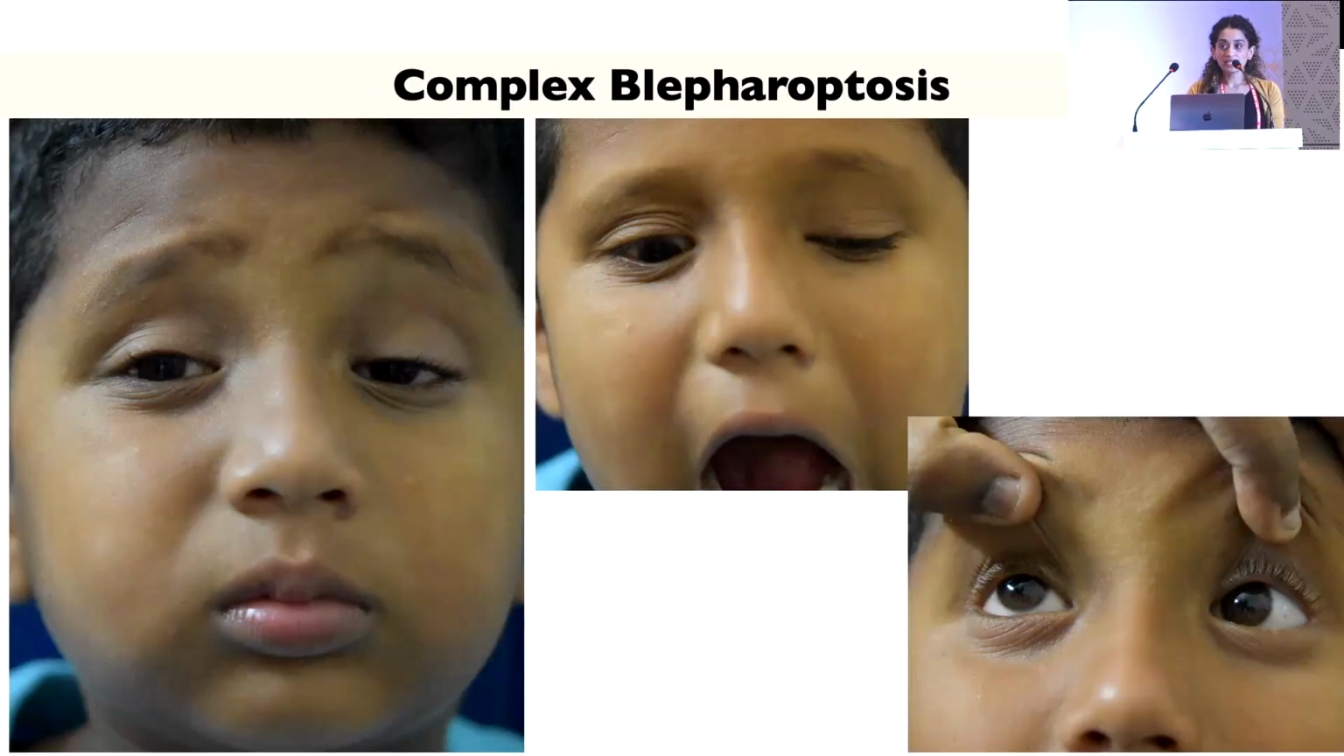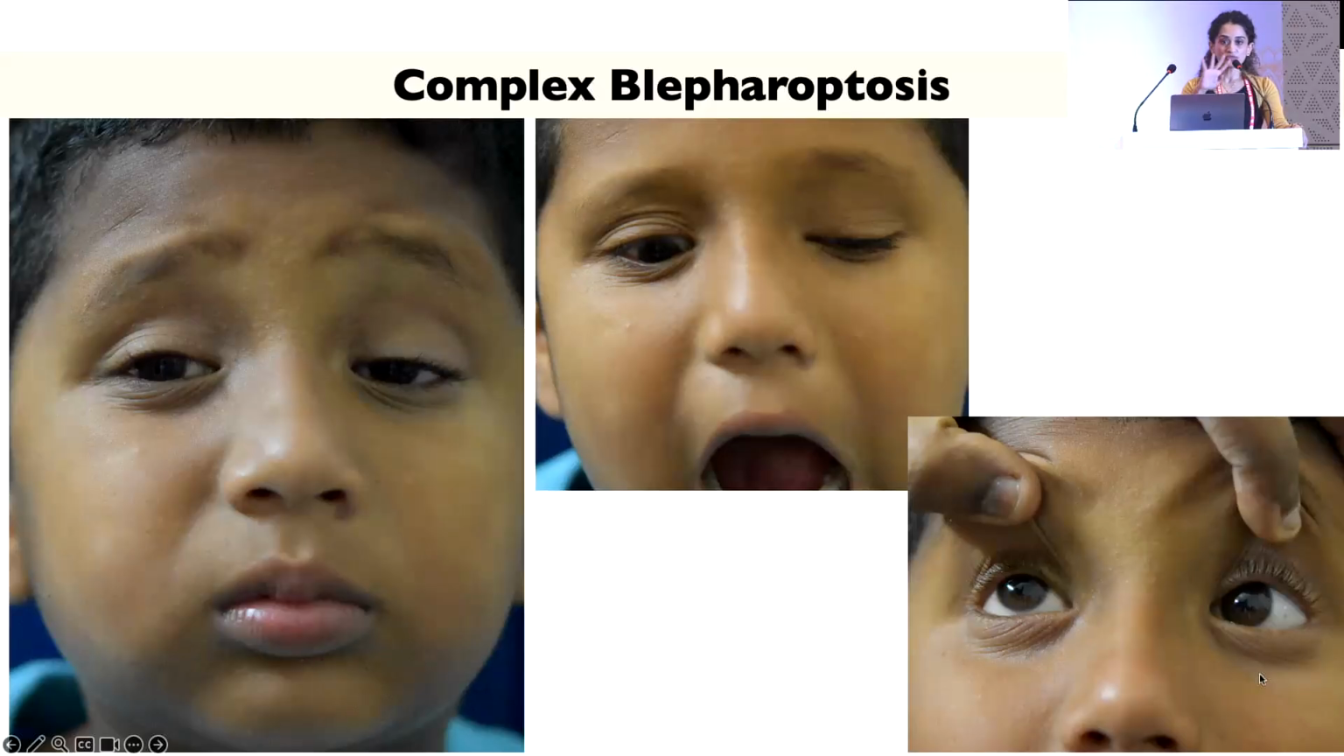Now, we can have very complex blepharoptosis. So this is a very interesting case which walked into my clinic where the child had bilateral ptosis. Now, on opening or the movement of the jaw, you can see there is a Marcus Gunn jaw-winking phenomenon in the right eye, and there is actually increase of ptosis in the left eye, and there is an elevation deficit. So the superior rectus is involved.